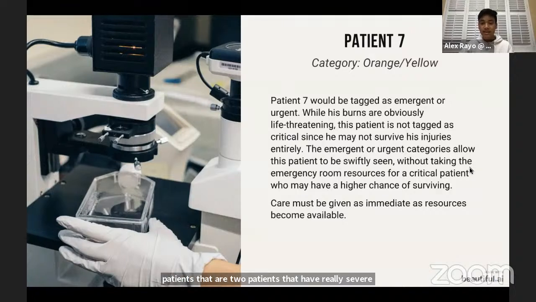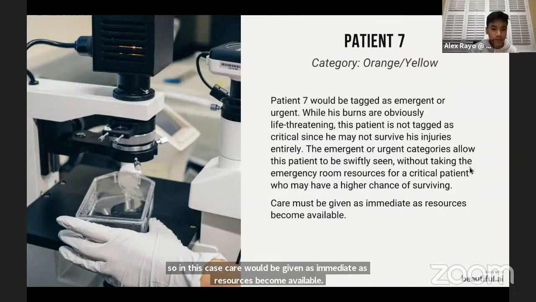And so in this case, since the burns are second and third degree and they're covering 80% of his body, this patient might not survive his injuries entirely. And so tagging this person as orange or yellow will allow him to be seen quickly without taking the emergency room resources for another critical patient who might have a higher chance of surviving. So this will allow that other critical patient to be treated first, and then him, and then his survivability would be determined from there. And so in this case, care would be given as immediately as resources become available.